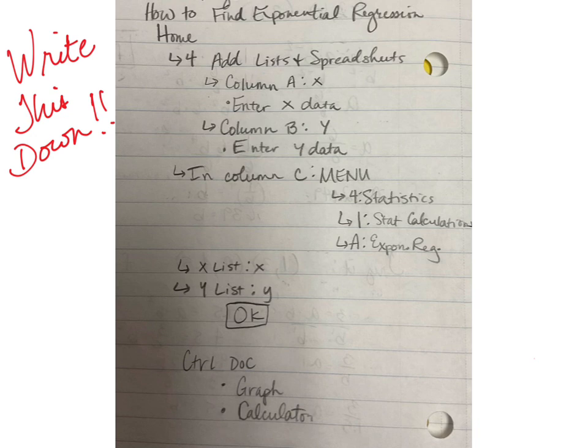What is it, Leo? What are those two right there where it says 1 and A? Okay, so right here this says 1. You're going to click on Stat Calculations. Stat Calculations. And A, after that, you're going to pick Exponential Regression. Exponential regression.